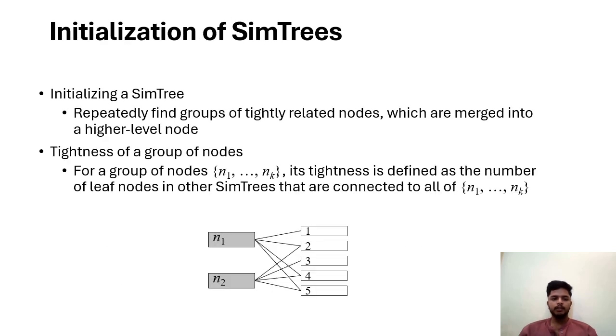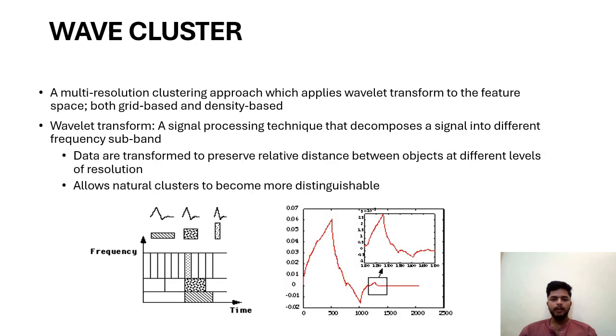Initialization of SimTrees. Initializing a SimTree repeatedly finds groups of tightly related nodes, which are merged into a higher-level node. Tightness of a group of nodes: for a group of nodes n1 to nk, the tightness is defined as the number of leaf nodes in other SimTrees that are connected to all of n1 to nk.